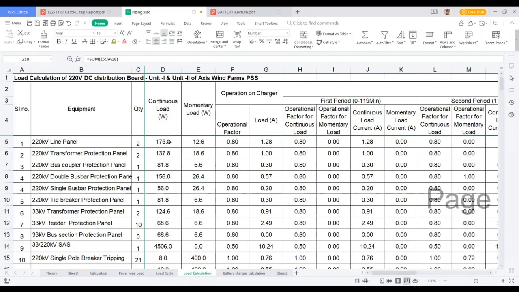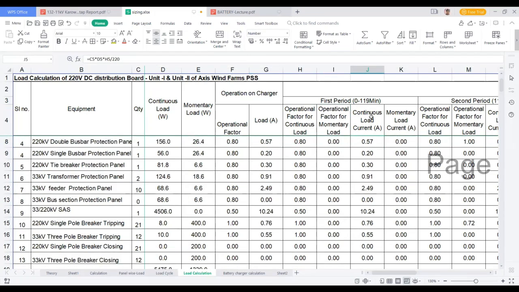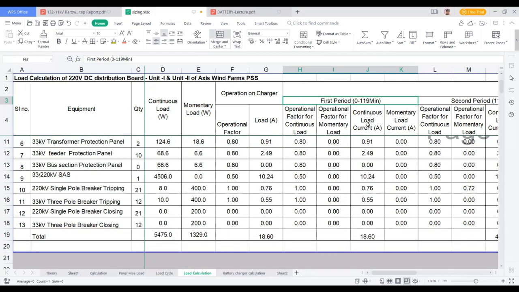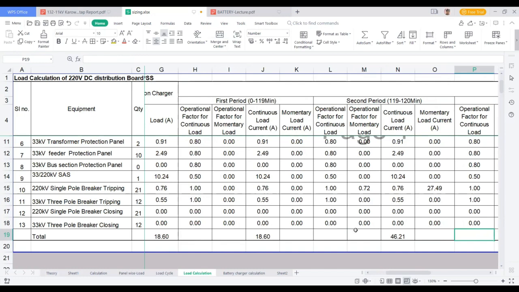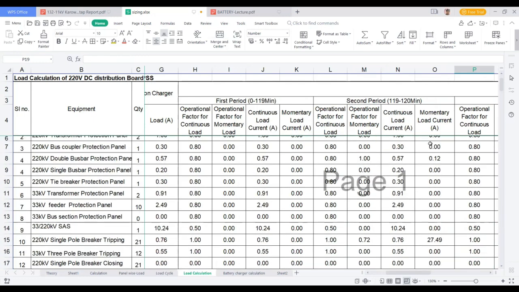When you're done with this, we are left with the load calculation, where we can see here, this is my continuous loads. This is the momentary load of my 220 kV panel. And I'm calculating the current here. In the first period, what is the current? 1.28, and so on. The battery's capacity we call in ampere hours. So during this period, the battery is supposed to give 18.6 amps.